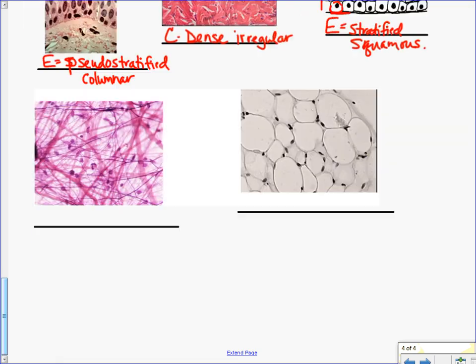All right. How about this one? Connective or epithelial? Loose or dense? Loose. Areolar or adipose? Areolar. And epithelial or connective? Connective. Loose. Areolar or adipose? Adipose. All right. So you guys knew it better than you thought, right?